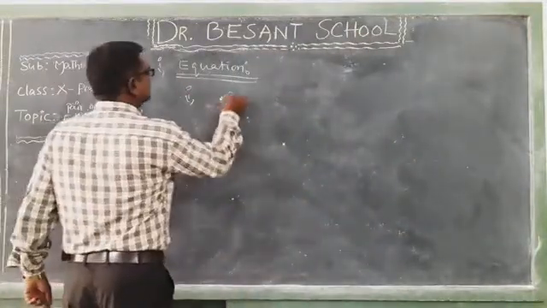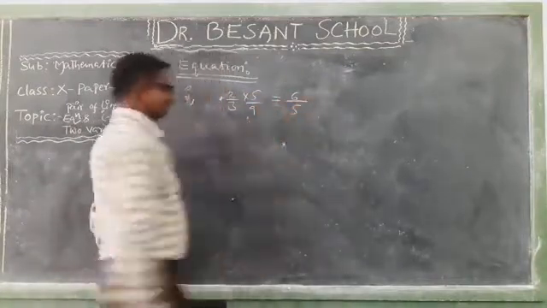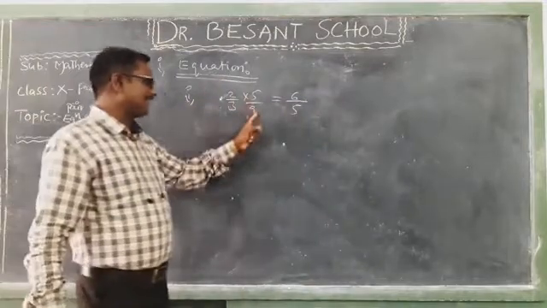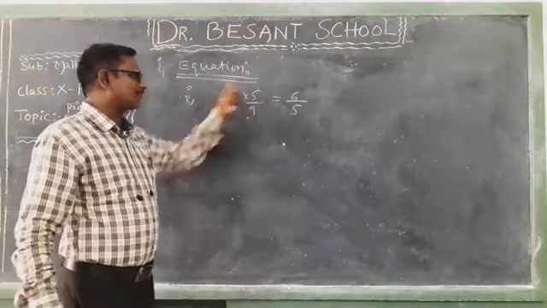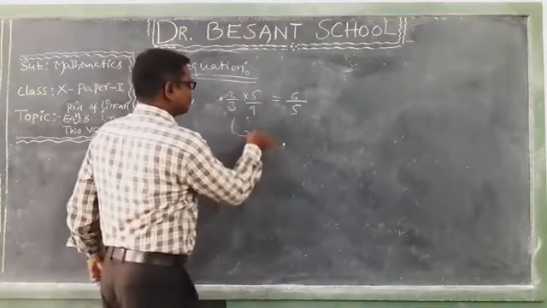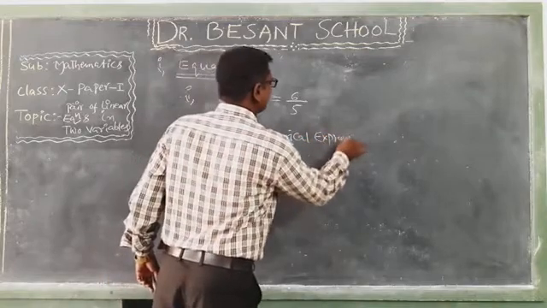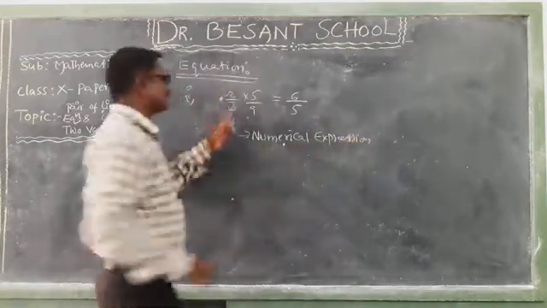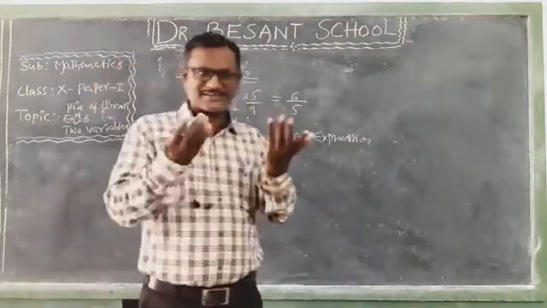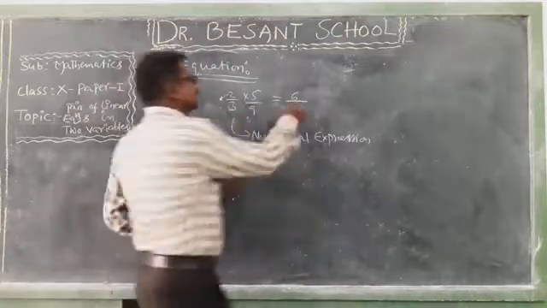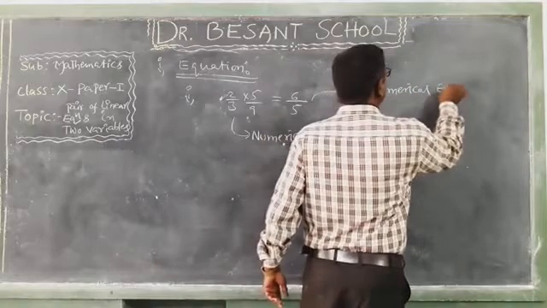Verify, children. This is 2/3 × 5/9 = 6/5. Here 2/3 × 5/9 is a numerical expression. Numerical expression means that the expression contains numbers. And 6/5 is also one numerical expression.